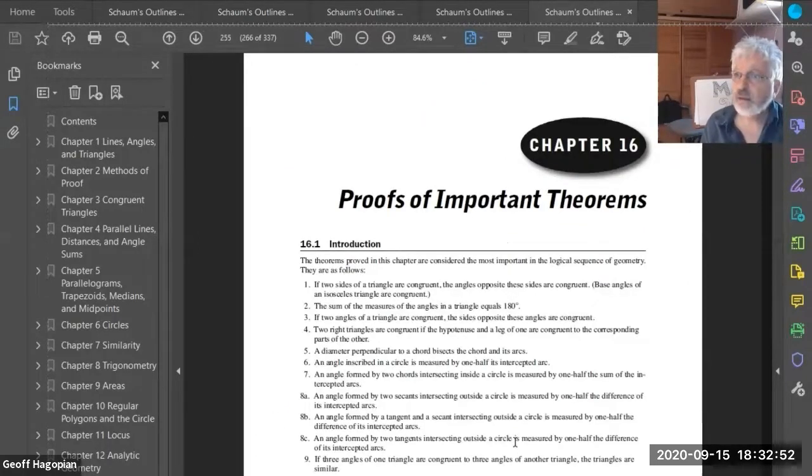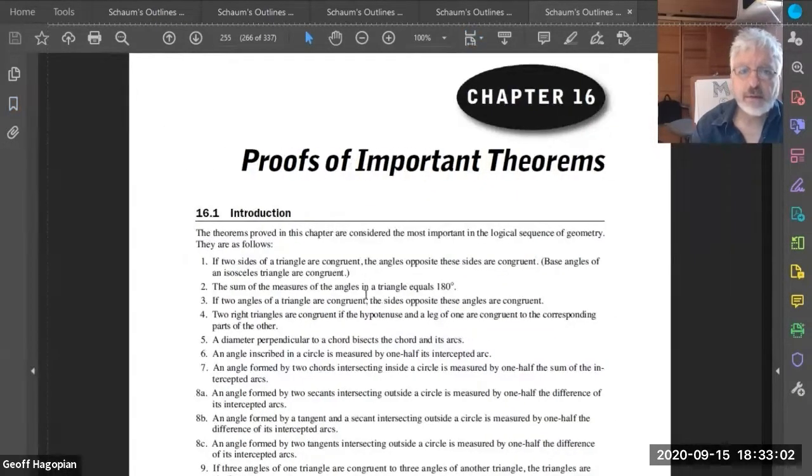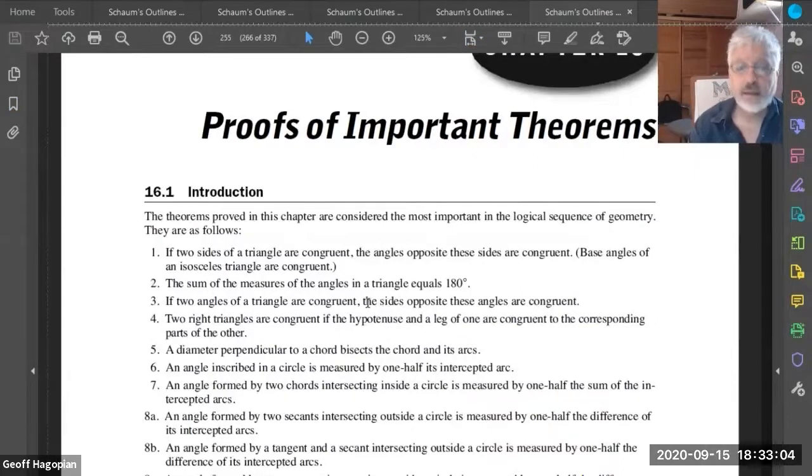So I can go down here to chapter 16, Important Theorems, proofs of important theorems. Can I collapse this? Then we can zoom in on that and see. The theorems proved in this chapter are considered the most important in the logical sequence of geometry. They are as follows. If two sides of a triangle are congruent, the angles opposite the sides are congruent.